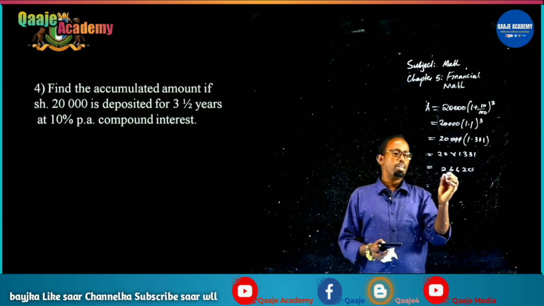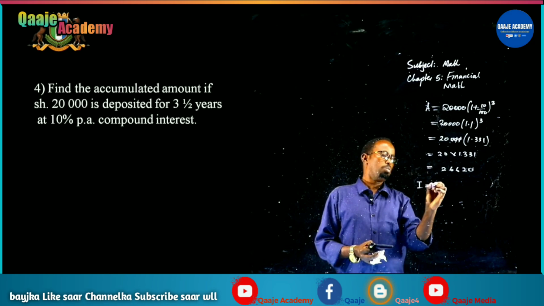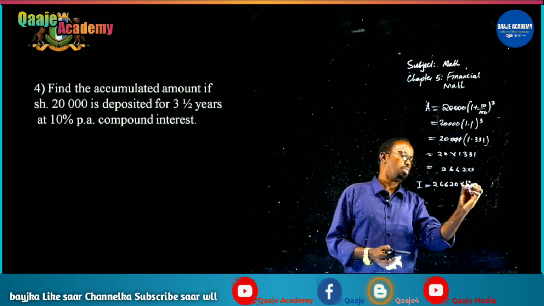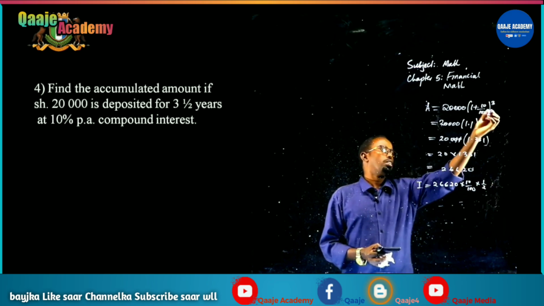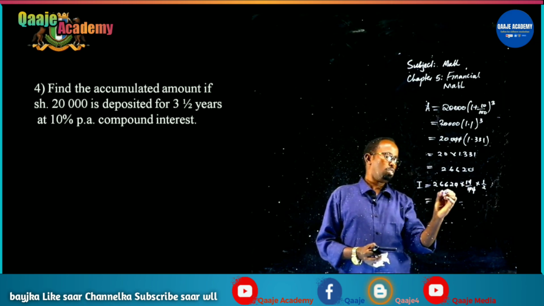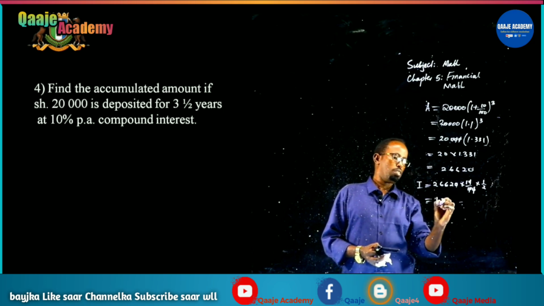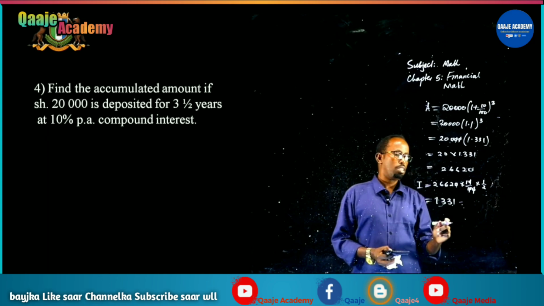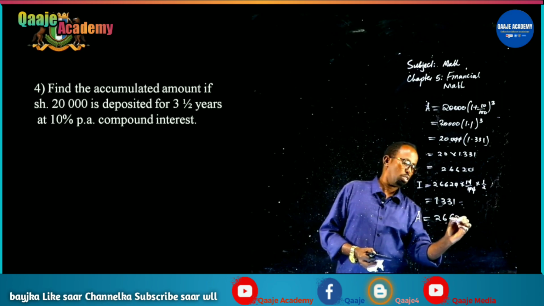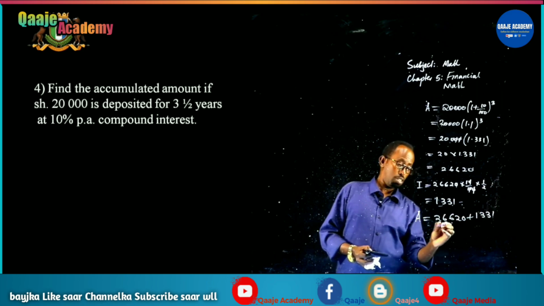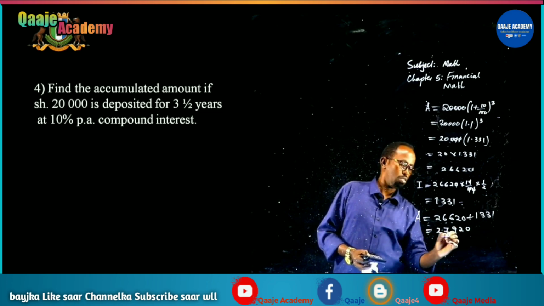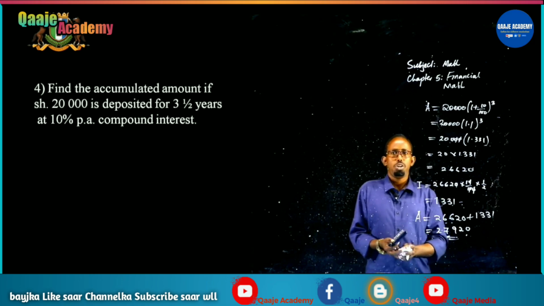Let me find now the interest. It will be 26,620 times 10 out of 100 times half. That is the remaining half. So you cancel these two, and then 1 by 2, you get 1331, and then you add. So amount will be equal to 26,620 plus 1331, you get 27,951. So that is both methods, just one and the same.